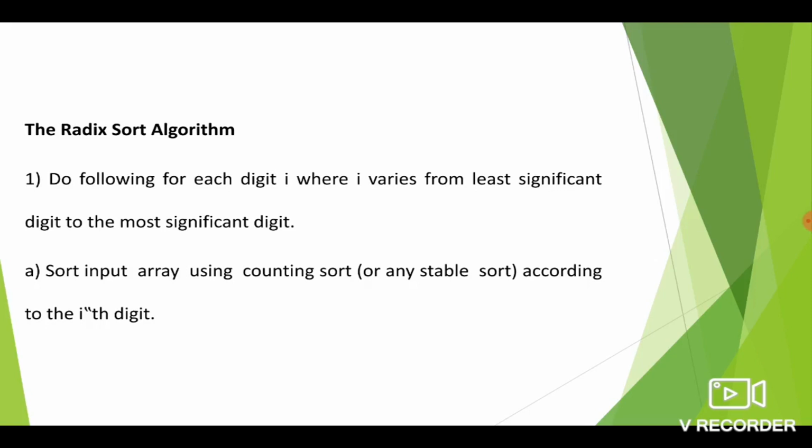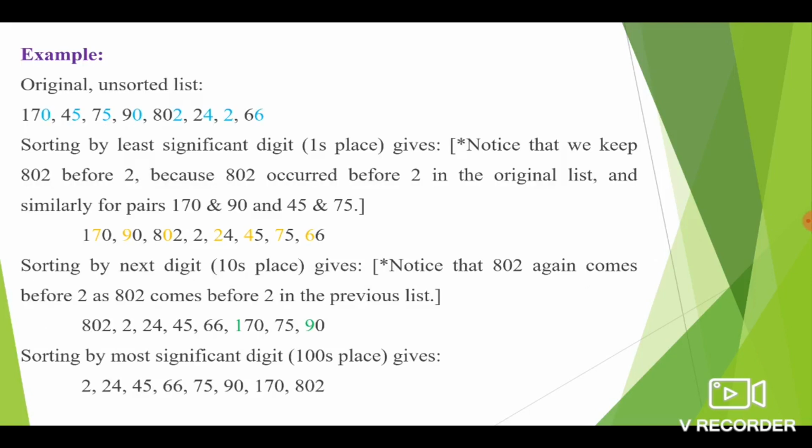So based on the ith digit, all the numbers' ith digits are compared using the counting sort. Okay. So we will see with one example. Consider we have an unsorted array which contains the elements 170, 45, 75, 90, 802, 24, 2, 66. Okay. So I told we have to move from least significant digit to most significant digit. So the least significant digit, for every element we have to consider the least significant digit.